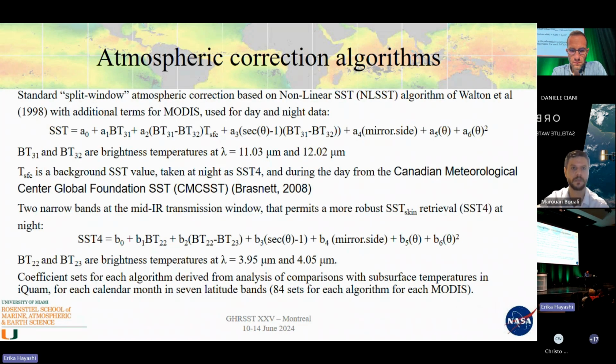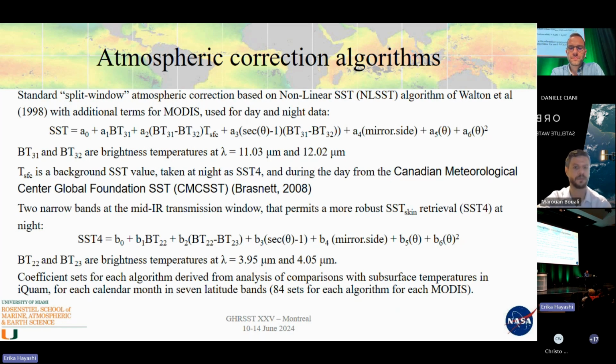So now we've got clusters of cloud-free pixels. How do we derive the SST? Well, we took over the NLSST that had been developed for AVHRR by Charlie Walton in the 1990s, and we added 3 extra terms which are particular to MODIS. This is the so-called NLSST algorithm. These are the brightness temperatures at channels 31 and 32, which are about 11 and 12 microns wavelength.